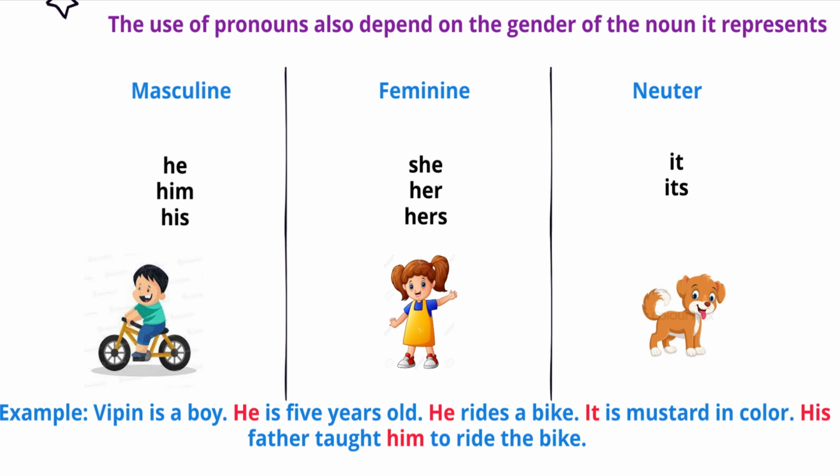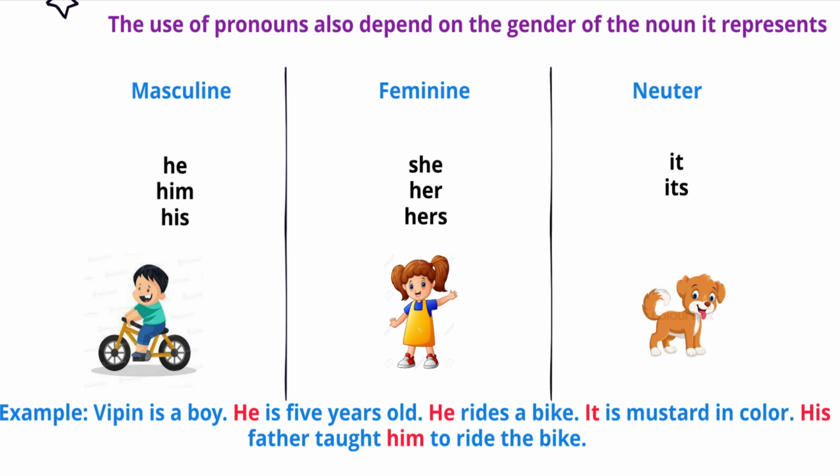The use of pronouns also depend on the gender of the noun it represents. There are three genders. You know that, right? Masculine, feminine, and neuter. Masculine refers to the male, feminine refers to the female, neuter is neutral. So in masculine, we have three pronouns he, him, and his. Feminine, we have she, her, hers. Neuter would be it, its.